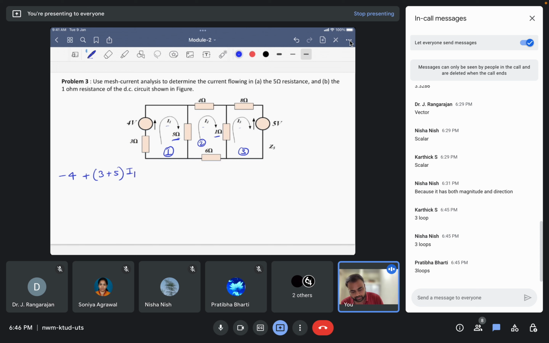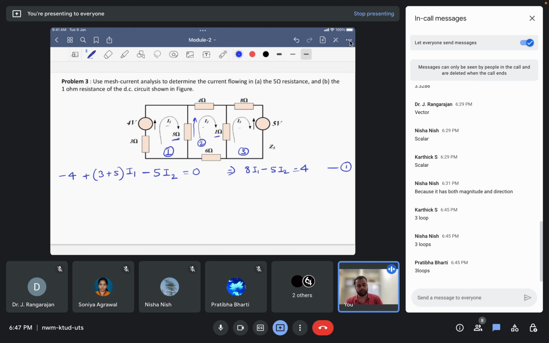So the component I1 is flowing already, plus, not plus, actually it is minus, because the direction of the second current I2 is opposite to the direction of I1. So minus 5 I1, minus 5 I2 is equal to 0. Just simplifying the equations, this will become 3 plus 5, 8 I1 minus 5 I2 is equal to 4. This is our equation number 1.